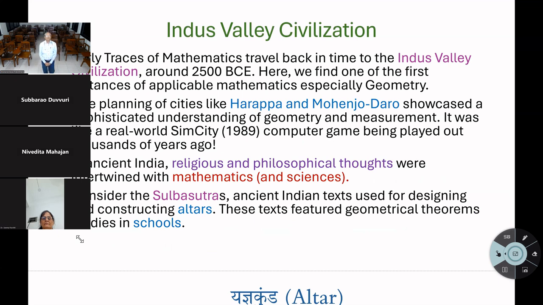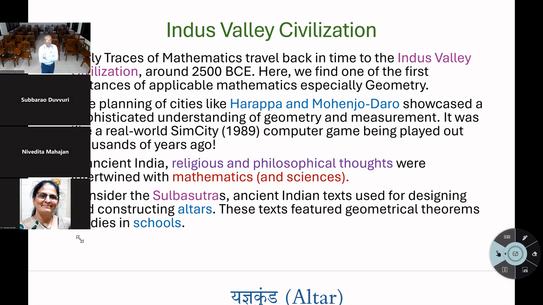We find the first instances of applicable mathematics, especially geometry, in the excavations. And there are cities like Harappa and Mohenjo-daro. They showcase a sophisticated understanding of geometry and measurement. And it was like SimCity, the computer game, which was played from those times, actually.